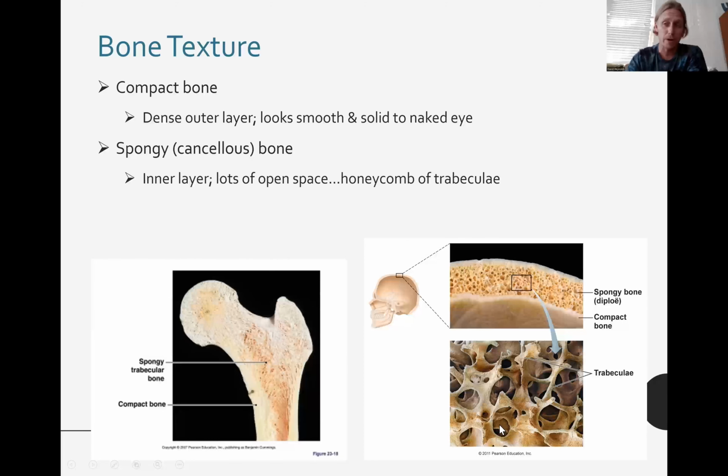This is where you're going to find a lot of red or yellow marrow, in the spongy part of the bone, and you're going to find tons of blood vessels and nerves running through all of this. So your bones are very innervated and they're very vascularized. Compact bone is usually going to be found on the outside of bone, just to protect the bone, while spongy is going to be towards the center to house everything.